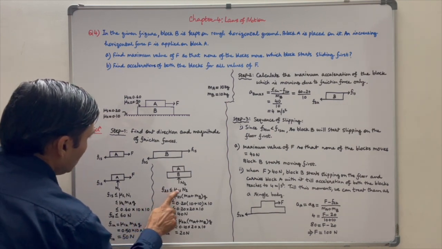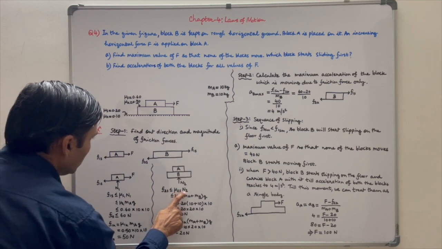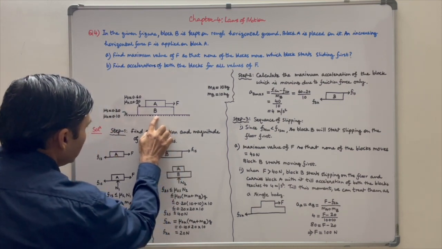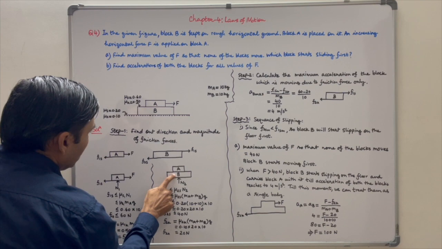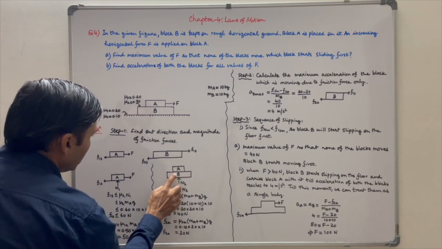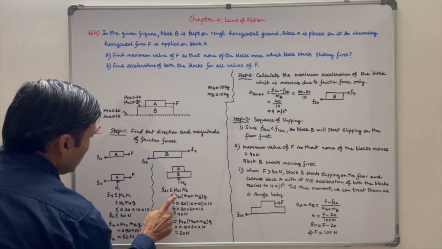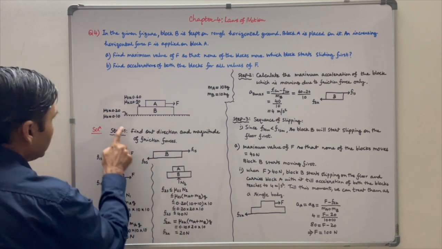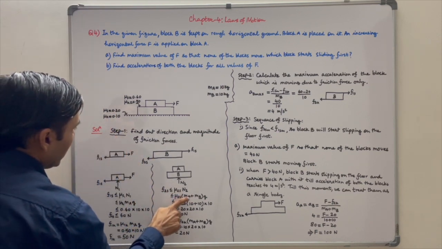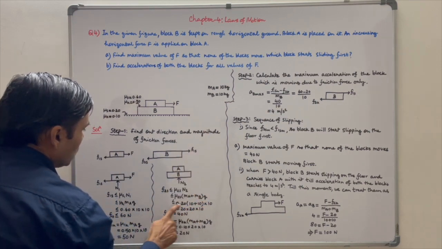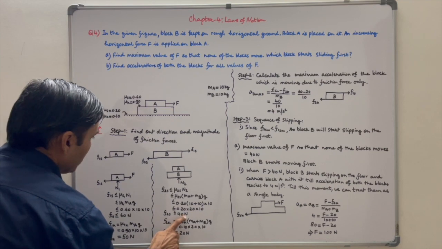F2S is less than or equal to mu2S into N2, where N2 is normal reaction that works perpendicularly upwards on this contact surface. Weight of these two blocks will be MA plus MB times G that will work perpendicularly downwards. So N2 is equal to MA plus MB into G. So F2S is less than or equal to mu2S into MA plus MB times G. Value of mu2S is given as 0.20. MA and MB is 10 kg. Value of G is 10 meter per second square. So F2S is less than or equal to 40 Newton.